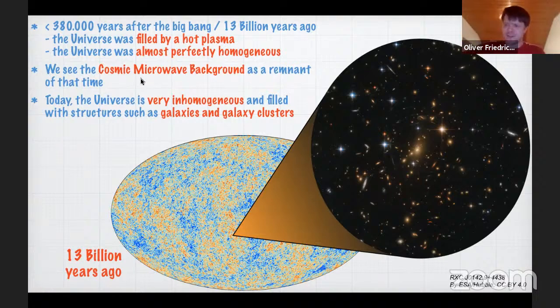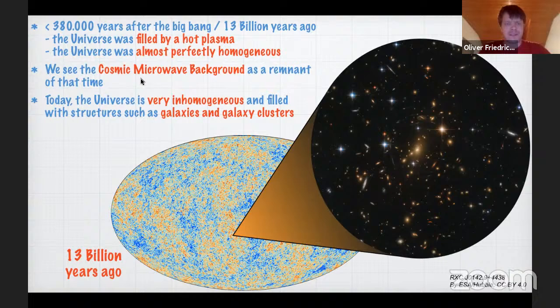Our understanding of cosmology and of the evolution of our universe can be roughly summarized by the following points. It turns out that up until about 380,000 years after the Big Bang, so approximately 13 billion years ago, the universe was filled by a hot plasma, a mixture of matter and radiation with very high temperatures and very high pressure. And at that time, the universe was actually almost perfectly homogeneous.